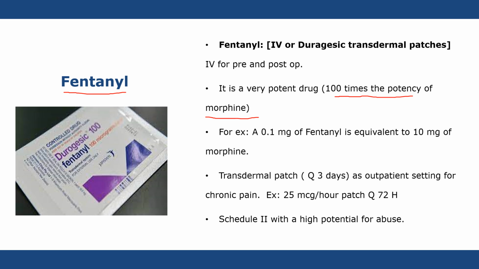So for example, 0.1 milligram of fentanyl is equivalent to 10 milligrams of morphine. So very, very important concept. We have to be very careful when the patient takes this medication. Back in the days, we used to give a lot of Duragesic transdermal patches, especially in the nursing home with chronic pain management. That has changed a lot, to be honest with you. And I'm proud to say that none of my patients are, at least not currently, on these patches, or at least I do not prescribe.